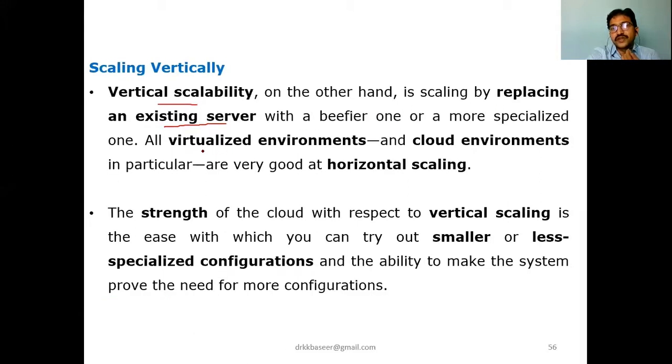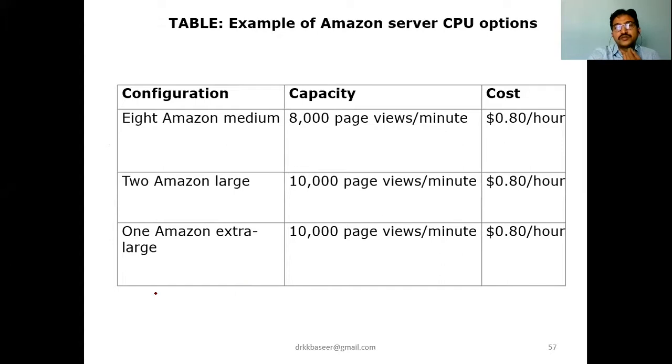Now, instead of that, we can go for virtual environments, or we can go for cloud environments in a good way, or it's better to go for horizontal scaling. The strength of vertical scaling is that it is better to go initially, take some small credits, a smaller or lesser specialization configuration, then go for a more powerful configuration.